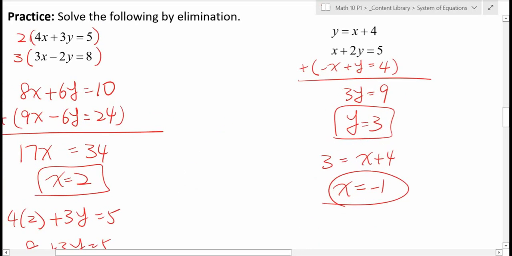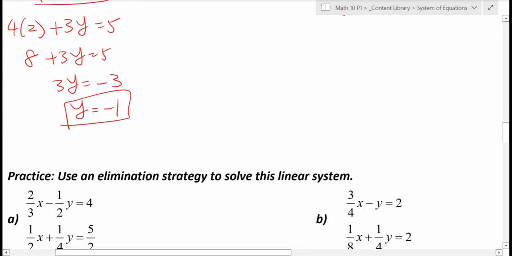Okay, so you see, I think I told you earlier, this is why I like to solve by elimination. It's beautiful. I love it. Okay, it's pretty simple, pretty straightforward. All right, here we go.